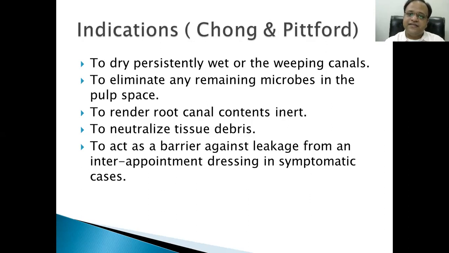That means a physical barrier, a chemical barrier, and a biological barrier should be there. Once there are different appointments of root canal treatment, and in between those appointments, there should not be any leakage from the saliva or the intraoral fluids that are present.